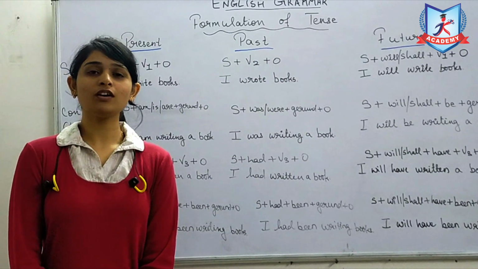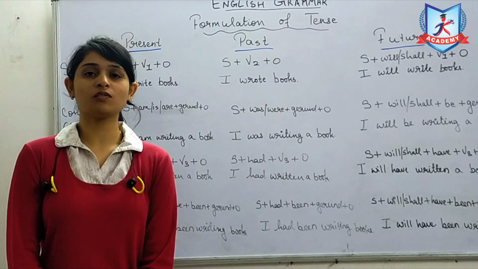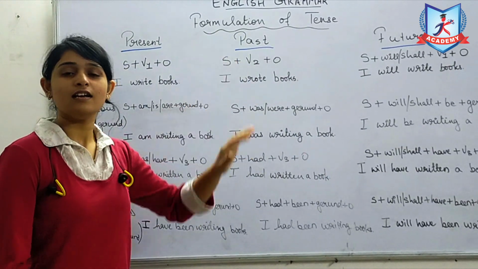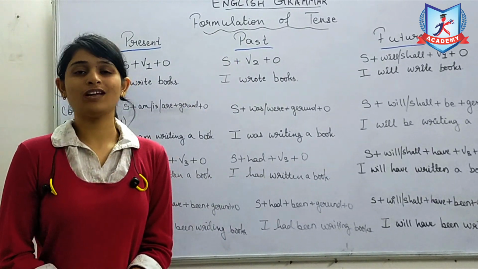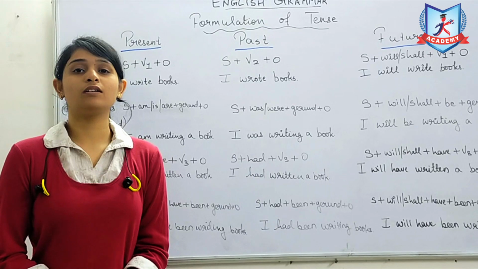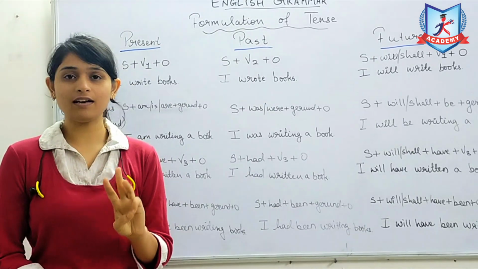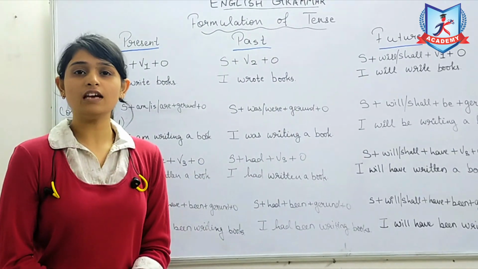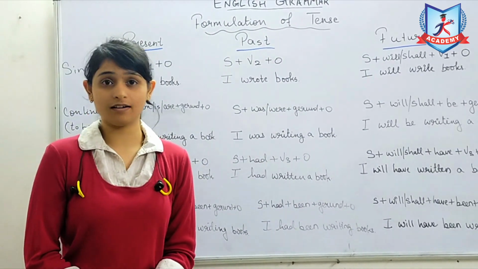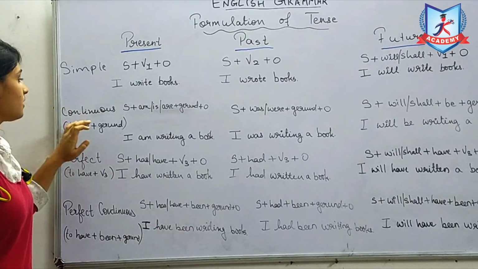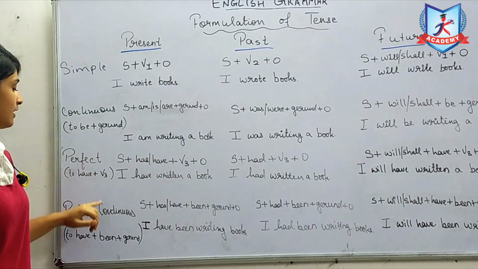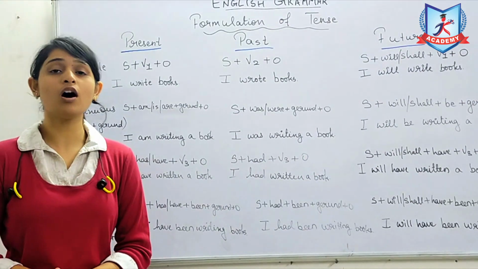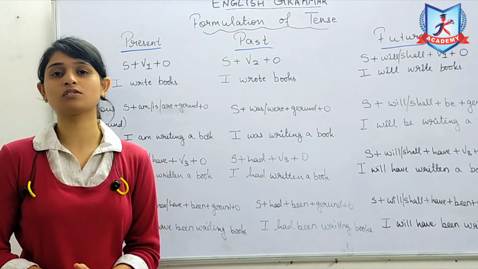Now we are going to use all the four forms of verb in order to understand the formulation of tense. Tense की बात करें तो in English there are total of 12 tenses. Three main types of tense, that is present, past and future. Each of those have four subcategories, that is simple, continuous, perfect and perfect continuous. We're going to understand how to form a sentence using each of those tense.